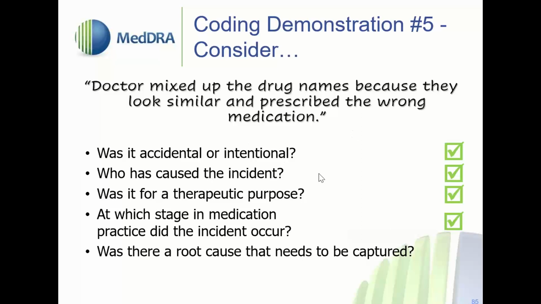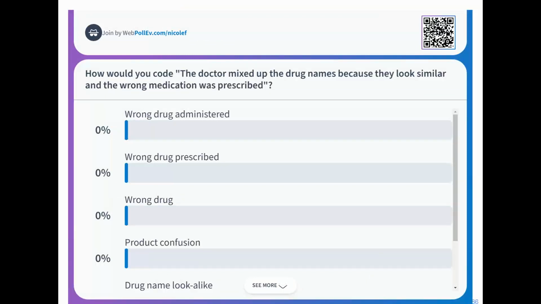So I'm not giving you too many hints this time, because it is our last one. And was there a root cause that has to be captured? That should be captured, I should say. Yes, there was. So with that being said, how would you code the doctor mixed up drug names because they look similar and the wrong medication was prescribed?